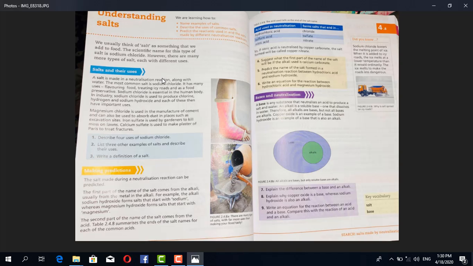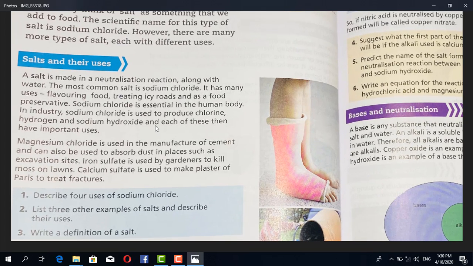Okay. Understanding salts. A salt is made in a neutralization reaction. So when an alkali reacts with an acid, one of the products is a salt, in addition to water. The most common salt is sodium chloride, the salt that we add to our food. It's used for flavoring food, treating icy roads, and as a food preservative.